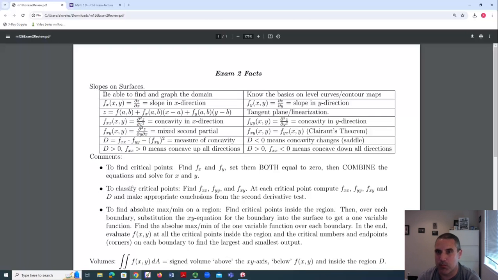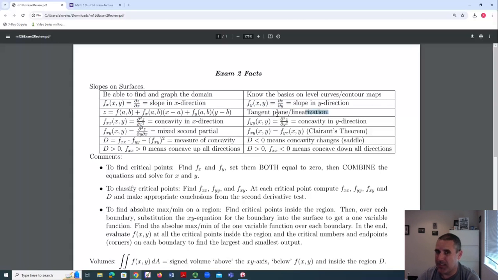I could ask some small question about domains or level curves, but really page 1 you can expect is going to be about partial derivatives. How do you take partial derivatives? Can you do it if it's implicit? All the things you saw in the homework. Don't be surprised by any of that.